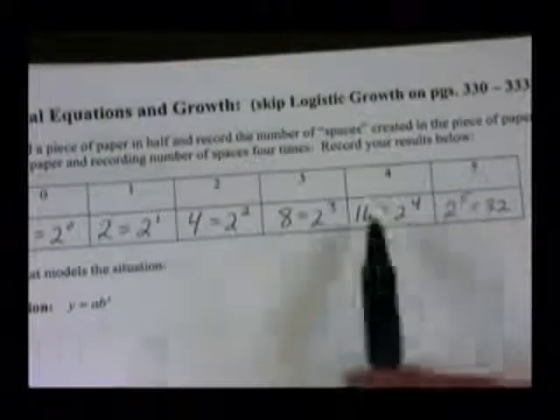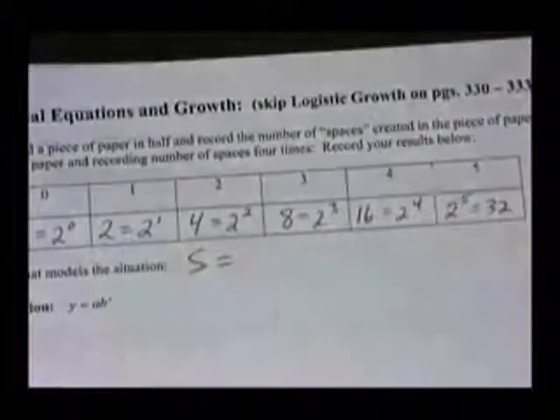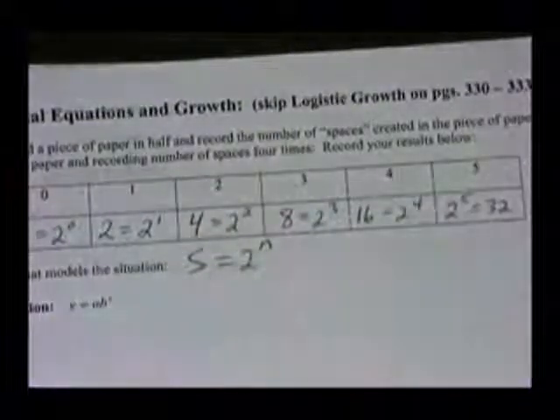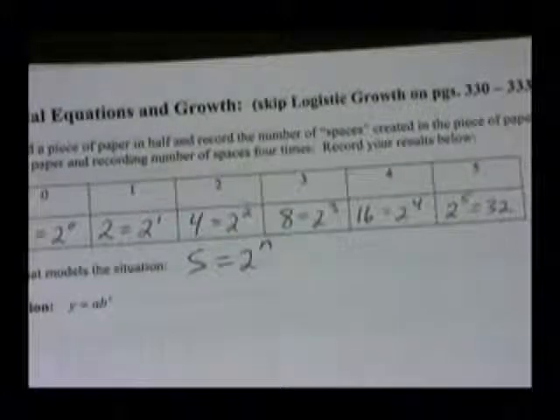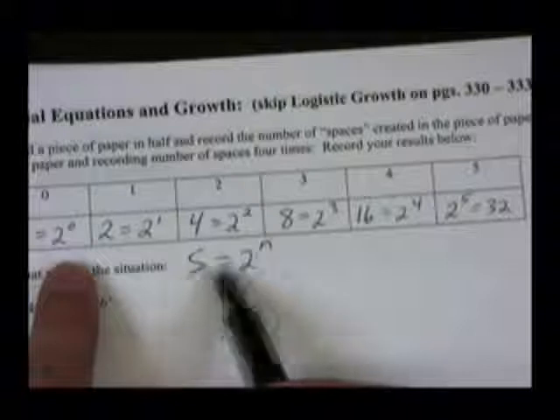All right, so notice that this gives us an idea as to how we could model this situation. We could let S be spaces, and we could say that S is equal to 2 to the n, for n the number of folds that we have done to the paper. So if we have no folds, 0 folds, we would get 1 space.